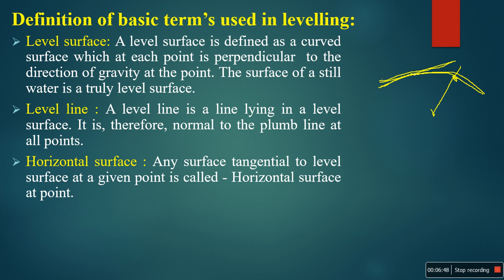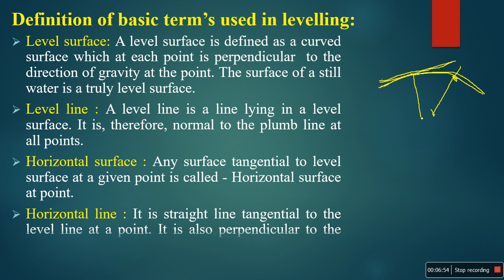This is also the same, it is perpendicular to the directions of gravity. Similarly, a horizontal line is a straight line tangential to the level line at a given point, and it is also perpendicular to the plumb line or gravity direction. So here, whatever the previous level horizontal surface is, this line is called a horizontal line.